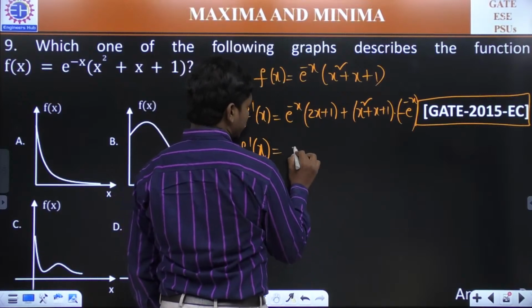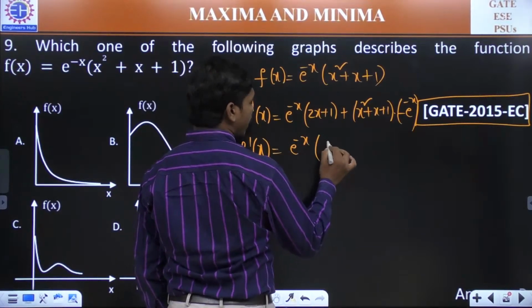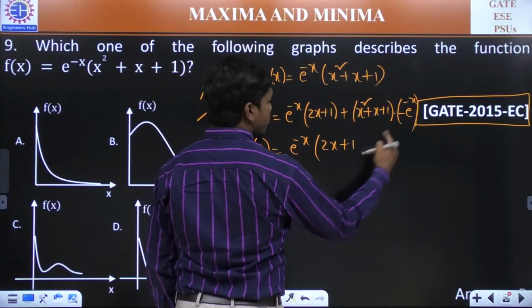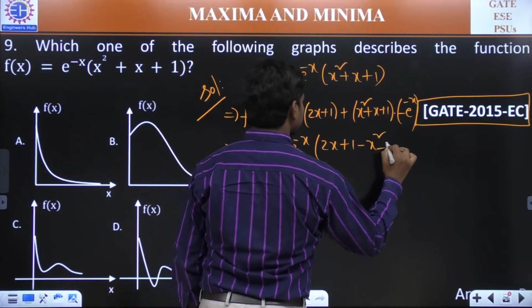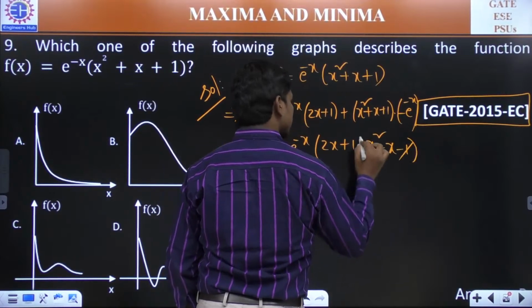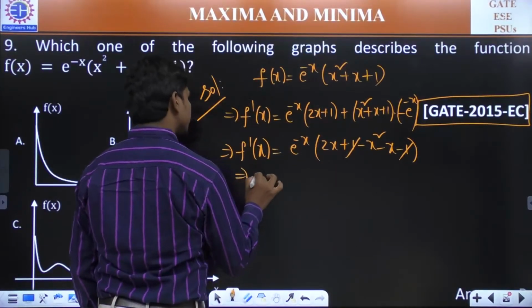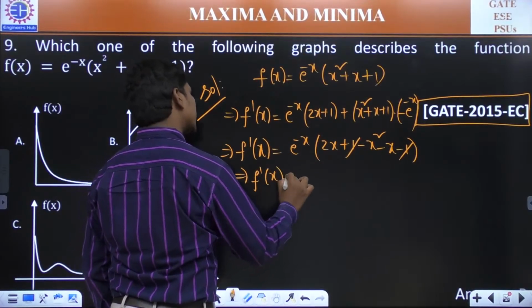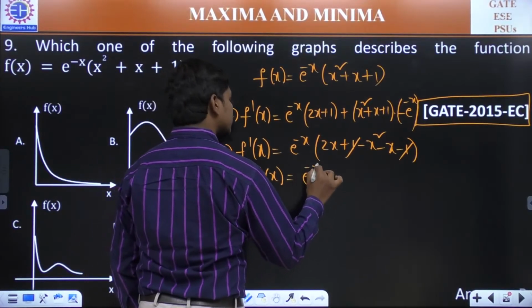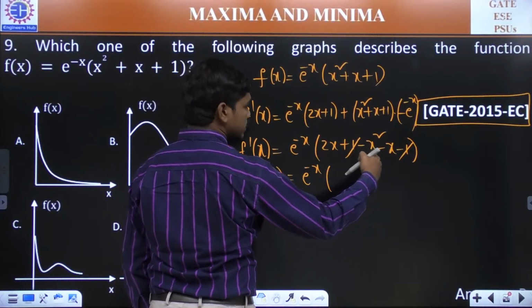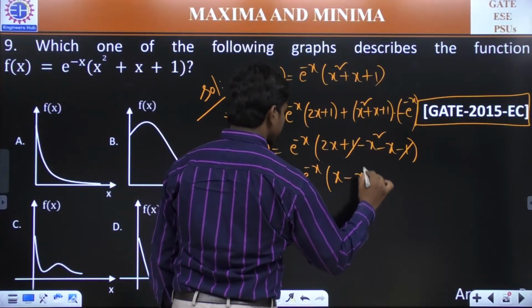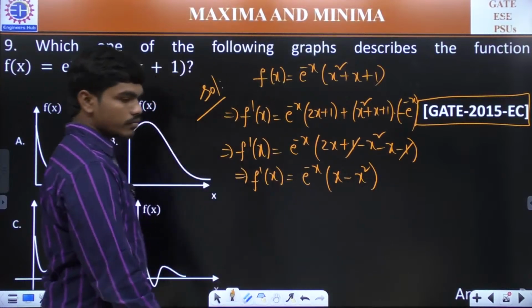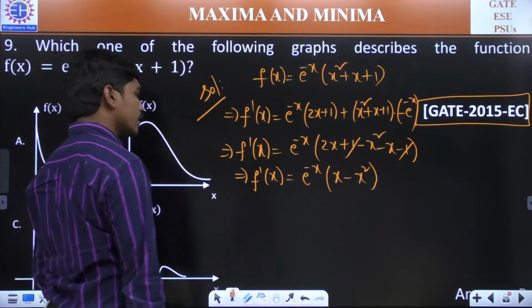If you take e power minus x common, you have 2x plus 1. Because of this minus sign involved here, we write minus x square minus x minus 1. This 1 and minus 1 get cancelled. So f dash of x is equal to e power minus x into 2x minus x square minus x. This 2x minus x will give you x minus x square. This is what you have. Correct? Now tell me one thing.